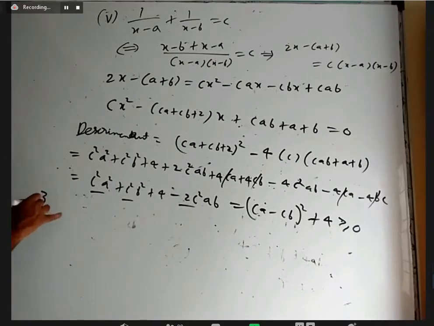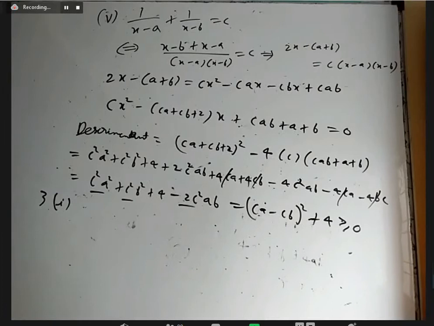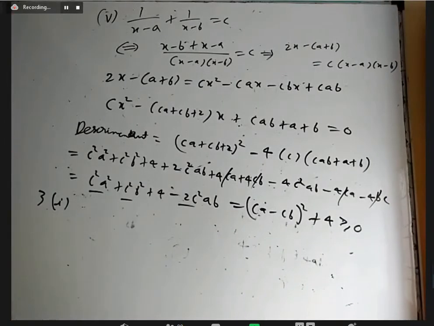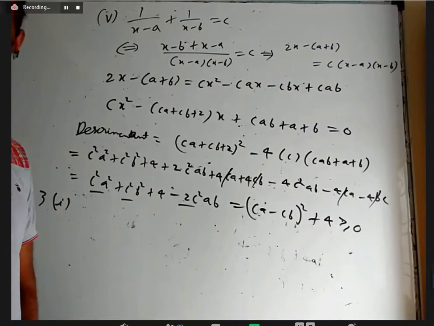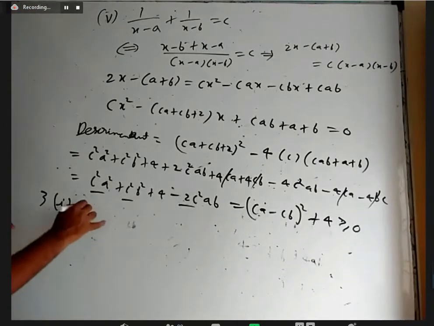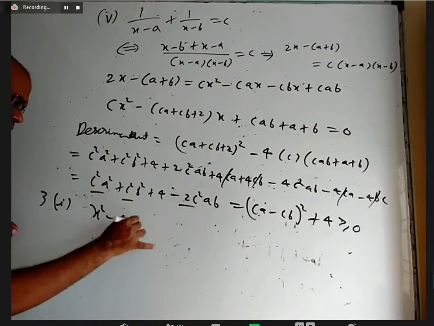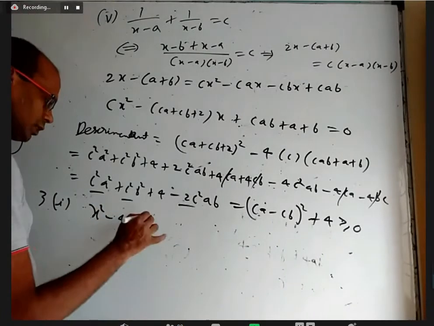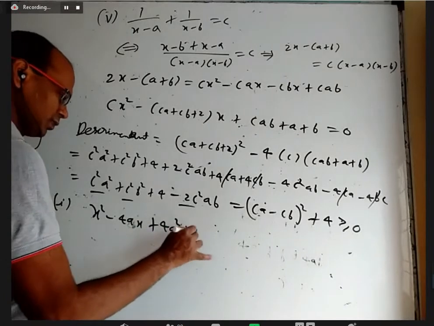Okay, third one also, I think they're asking whether it has real roots or non-real roots. They already said show that each of the equations below has non-real roots. Okay. X square minus 4x plus 4a square plus b square equal to 0.